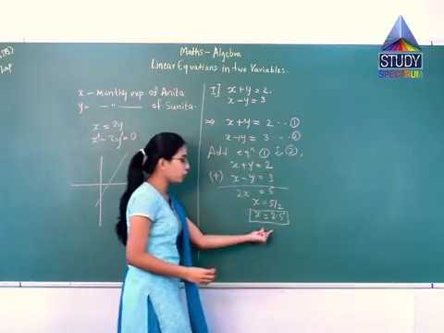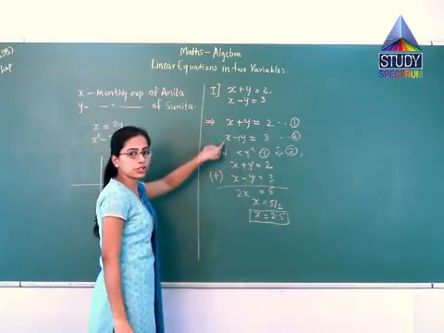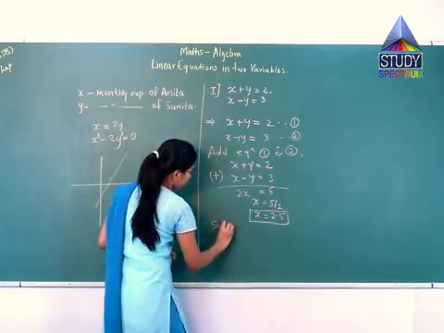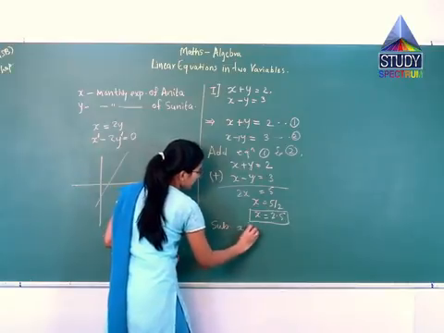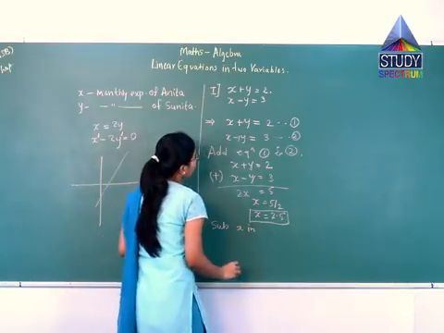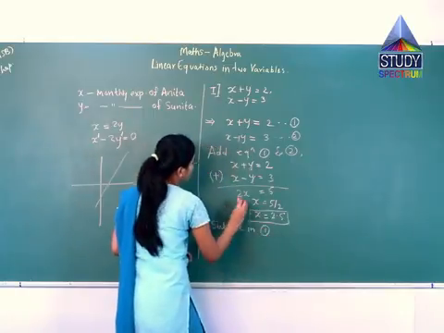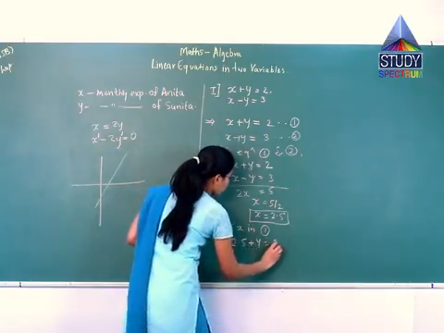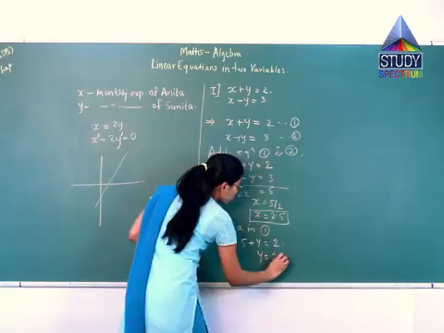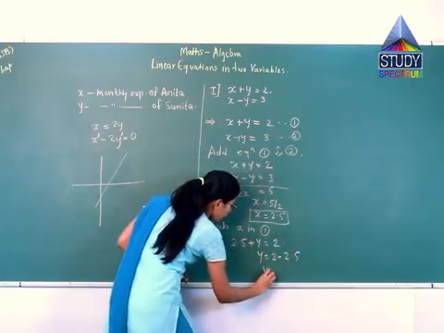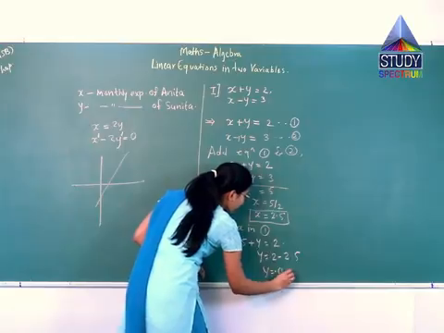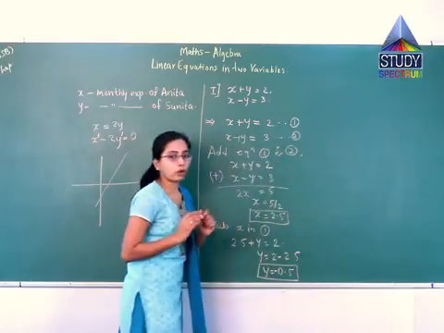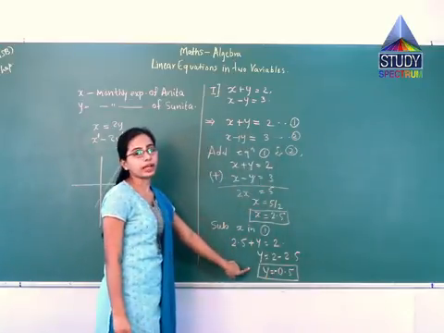We can substitute this value of x in any one of the equations and find the value of y. So let us substitute x in equation number 1. So here I will get 2.5 plus y is equal to 2. So y will be 2 minus 2.5. So y you will get as minus 0.5. So I got the value of x and the value of y.